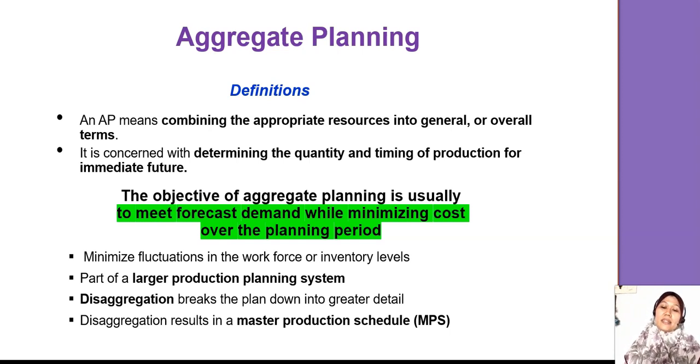And what are the things that they include in the aggregate planning, and what information do they need to have in the aggregate planning? Aggregate planning is combining the appropriate resources into general. From there we need to know how many workers you have, how many workers you need to hire, and how many workers need to do overtime. All of this must be related to the inventory, whether it's enough to cater to the demand or not. The objective of aggregate planning is to meet the forecast demand while minimizing the cost over the planning period, and it is related to master production scheduling.